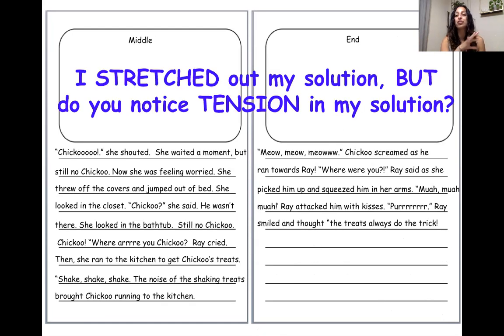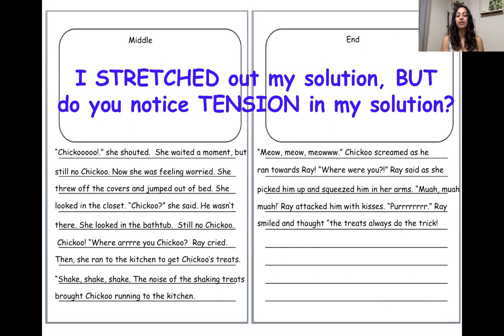So let's see how I stretched out my solution. But as I read, I want you to notice if I added any tension to my solution, or if you think I could add a little bit more details to create more tension, to make you feel worried that maybe Chiku's never going to be found, that maybe Ray's never going to solve her problem and find Chiku. Let's see what I did.